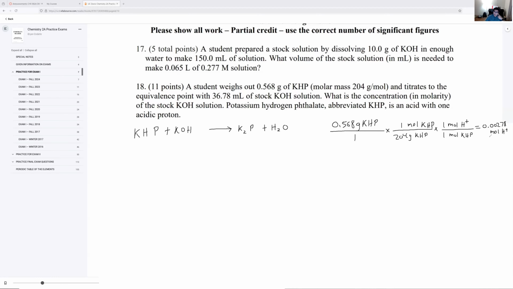Now, as I said, we know that if you're at the equivalence point or you're neutralizing the solution, that means we have, or use, I guess however we want to say it, 0.00278 moles of OH minus, right? These are the same, as I said, when you're doing these neutralization or equivalence point problems.